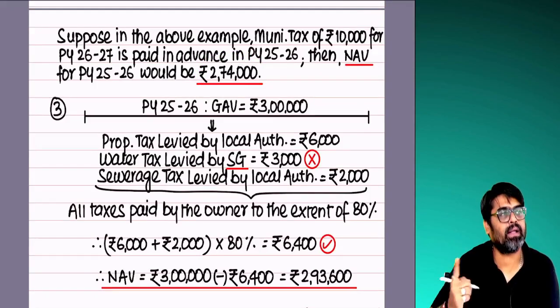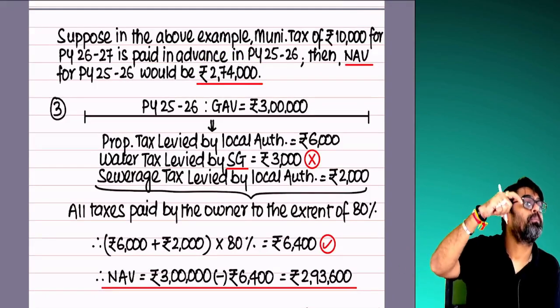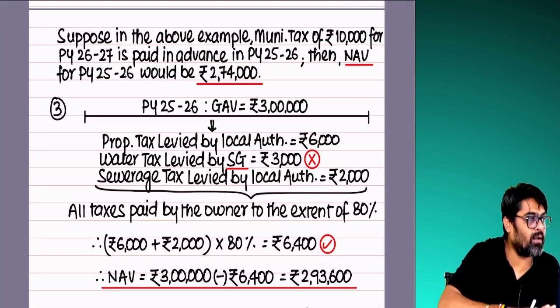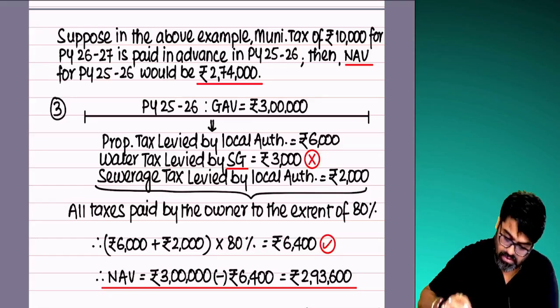Even if that 10,000, which was relating to the next year, is paid in this year in advance, still it will be allowed as a deduction. Got it, sir? Next one.